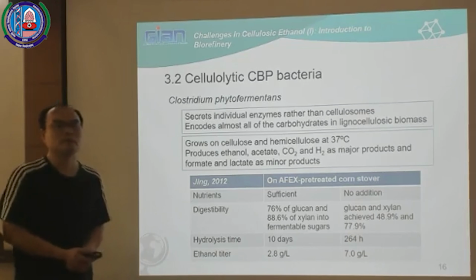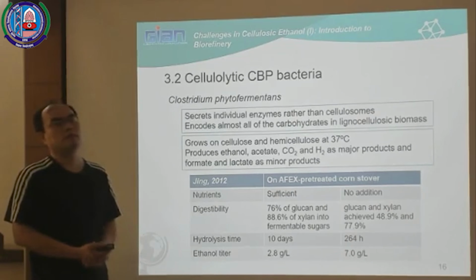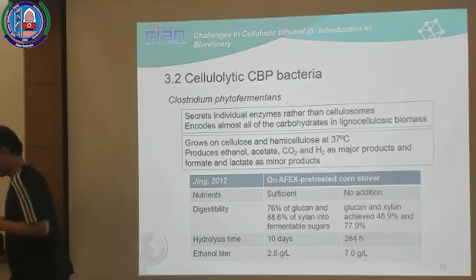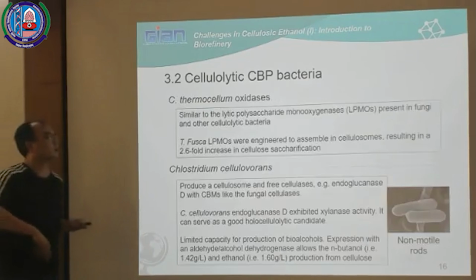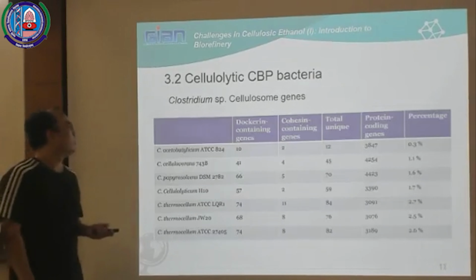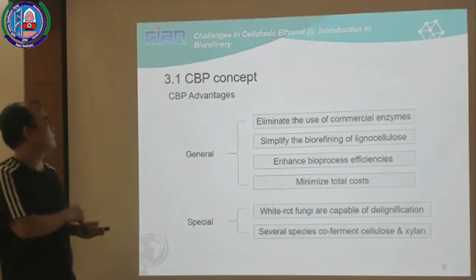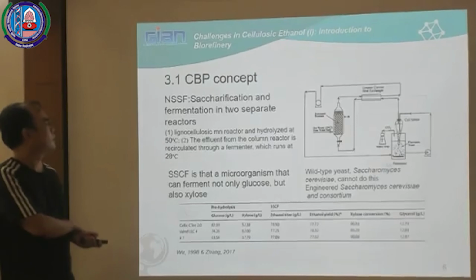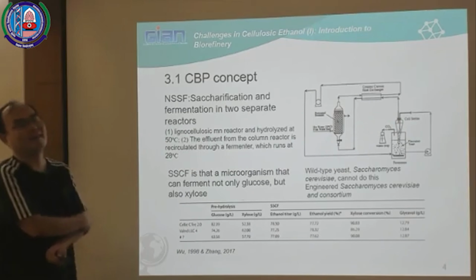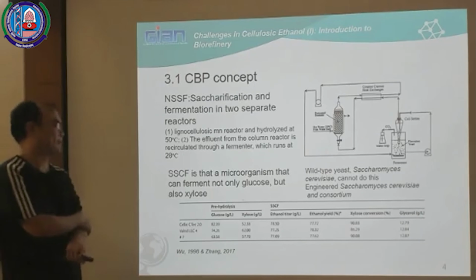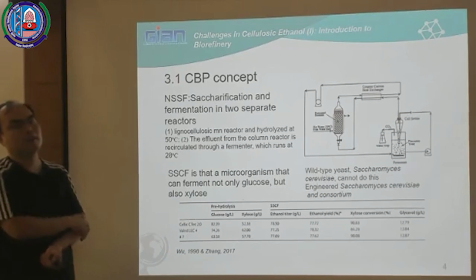So you told us different configurations like SHF, SSF, SSCF, CBP. So in SSCF, you told us that we need to add enzyme and a pentose fermenting culture and a hexose fermenting culture. And similar is the case for CBP. Then what is the difference between SSCF and CBP configuration?